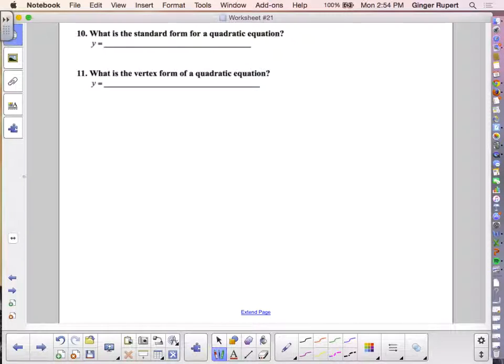Number 10, what is the standard form for a quadratic equation? Remember, standard form is ax squared plus bx plus c. Vertex form of a quadratic equation is a times (x minus h) squared plus k. Remember here, the vertex is the point (h, k).